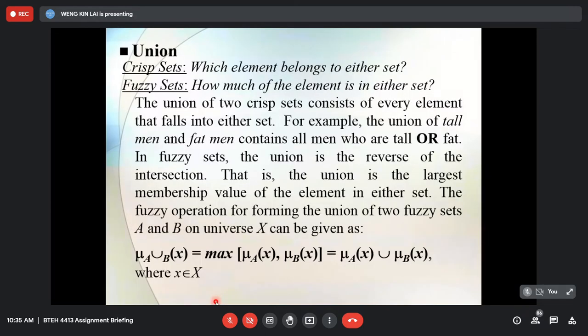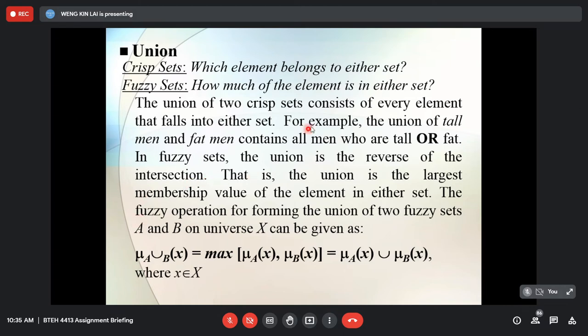Union. So in the union, you'll be based on for the crisp sets. The question you ask is which element belongs to either set. Again, for fuzzy, because of the fuzzy nature, you ask how much of the element is in either set. So you look at the membership instead of saying which element belongs to either set. So it's yes or no in a crisp set, but for the fuzzy, it will be the degree of membership.